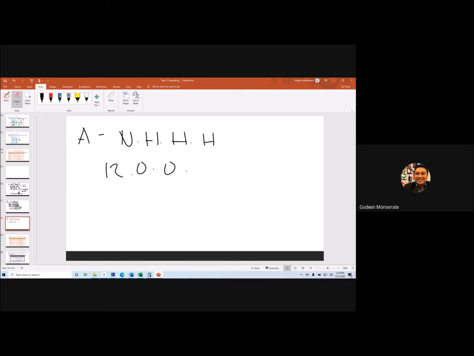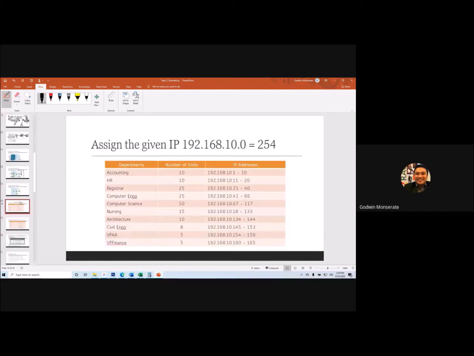Very simple. That means you cannot subnet that. What you subnet should be a network address only. And how do you identify a network address? Your hosts must all be 0, and that is the default. Any questions so far? None? Good, no questions.